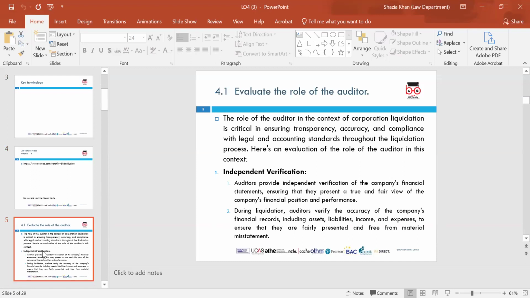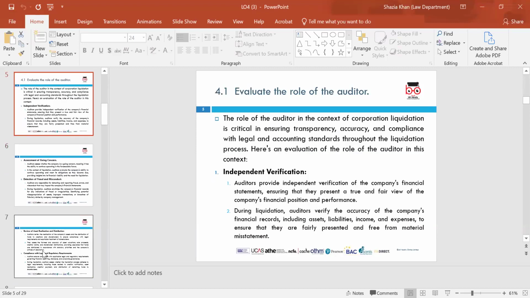We're moving on to 4.1, which is to evaluate the role of the auditor. The role of the auditor in the context of corporation liquidation is critical in ensuring transparency, accuracy, and compliance with legal and accounting standards throughout the liquidation process. And we're going to look at the evaluation and the role of the auditor in this context.